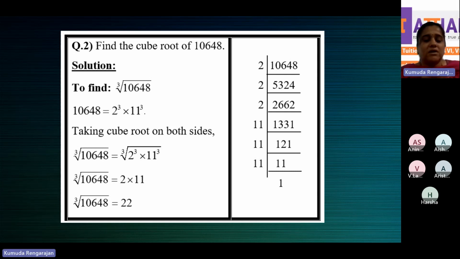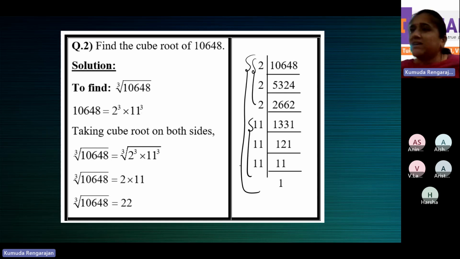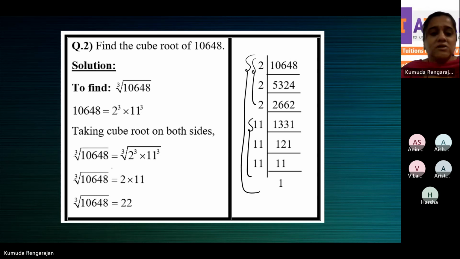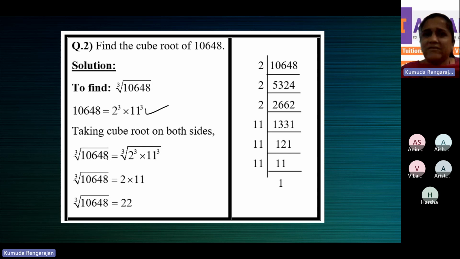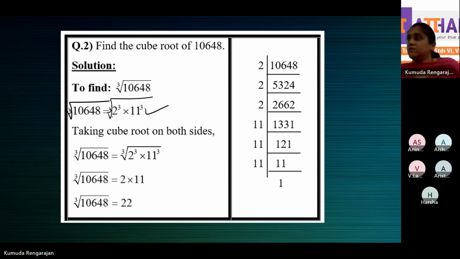The first step, after performing this procedure: 10,648 is equal to 2 cubed into 11 cubed. You need to write the prime factors with power 3 here. In the chapter squares and square roots, we wrote it with the power 2: 2 square into 2 square into 3 square into 5 square. Here you write it with the power 3. So 2 cubed into 11 cubed. Then take cube root on both the sides, same thing like we did for square roots. So now what happens? This one comes down as it is, from 3 2's one 2 comes out.